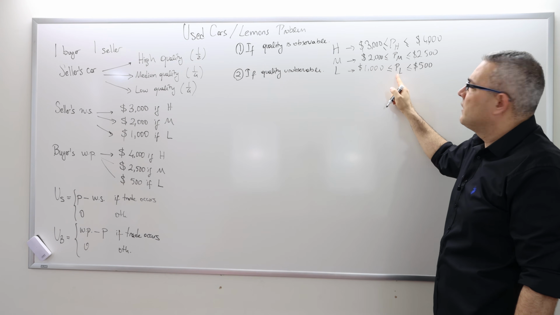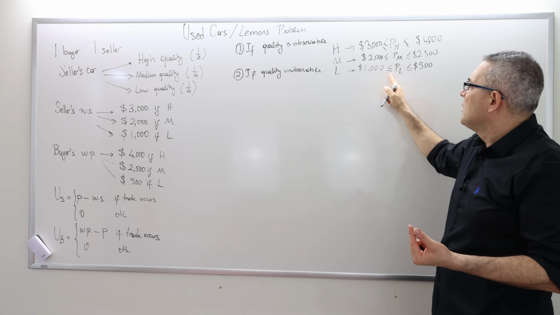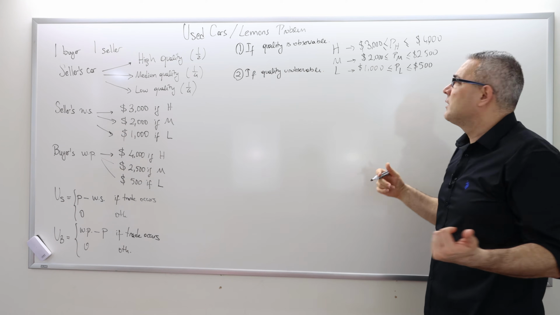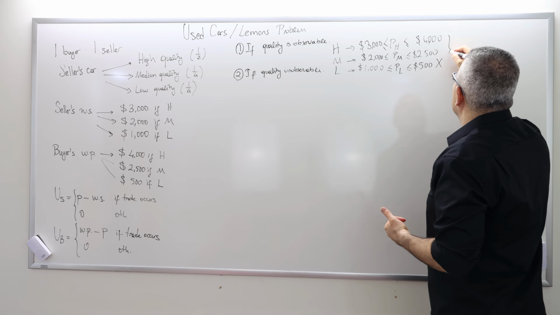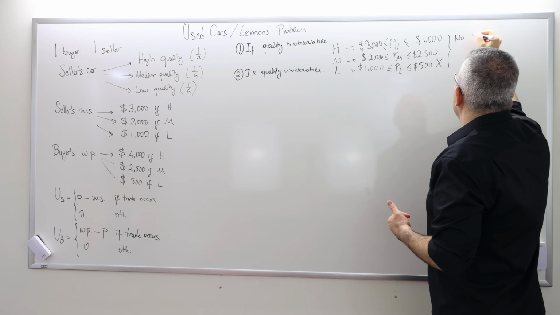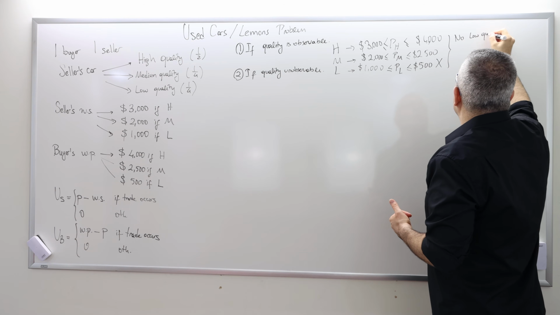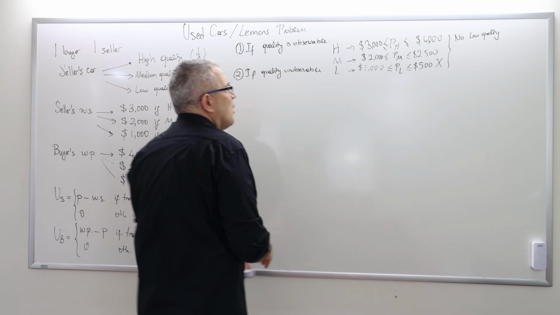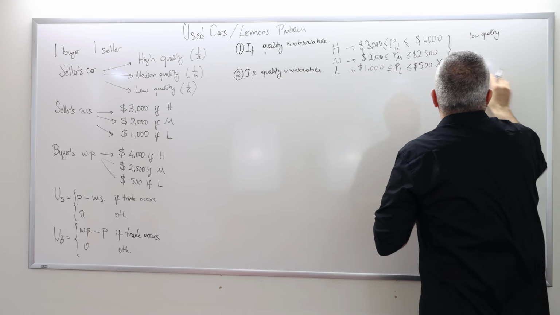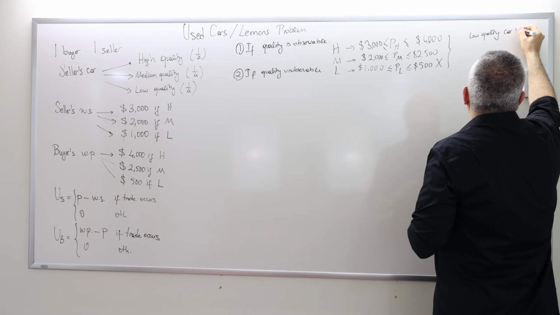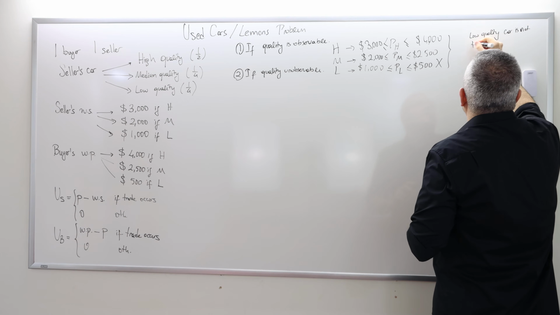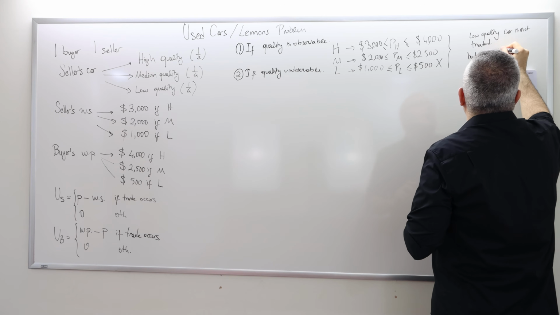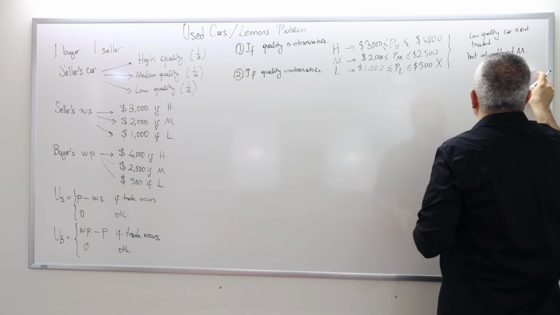So therefore, any price in this range will be accepted by the buyer and the seller. But the problem is there is no real number, there is no price which is higher than 1,000 but lower than 500. There's no such number. So therefore, what does that mean? That means no low quality. I mean, if the car is low quality, the low quality car is not traded, but only high and medium level quality cars are.